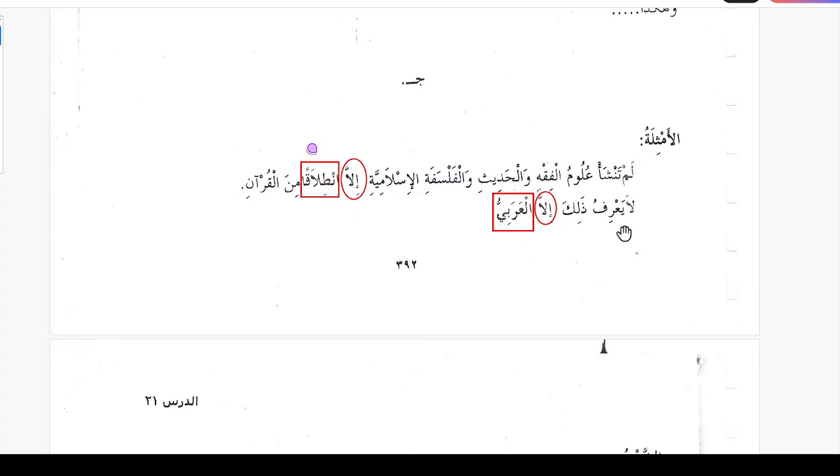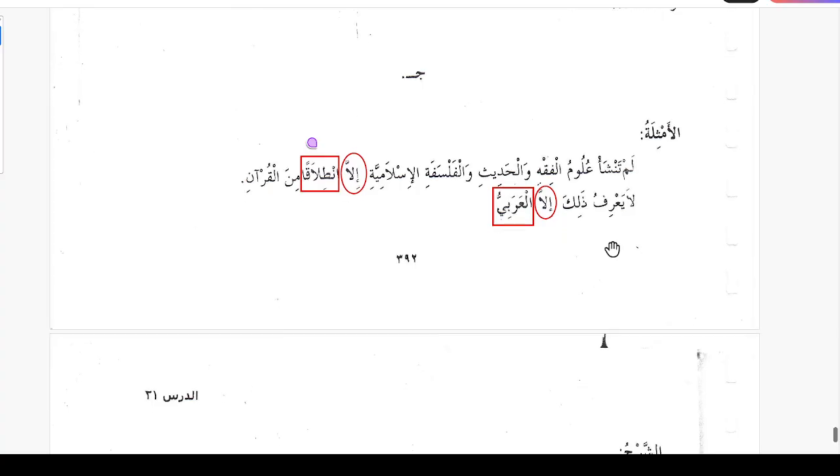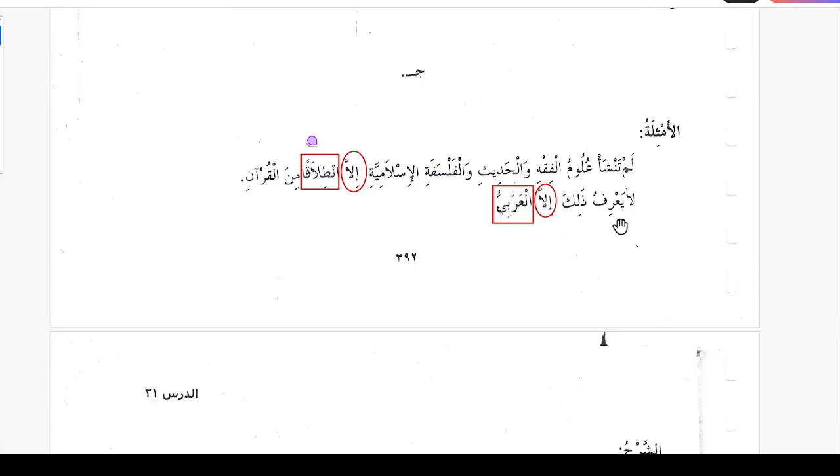This is the negative sentence, so we can make it positive. If we remove these two negatives, negative and negative make positive. So if we remove this negative, we can say that the Arab knows that... I mean he knows that.